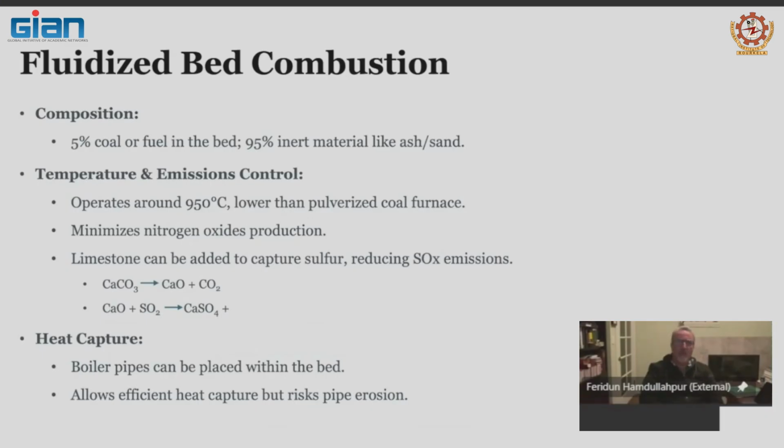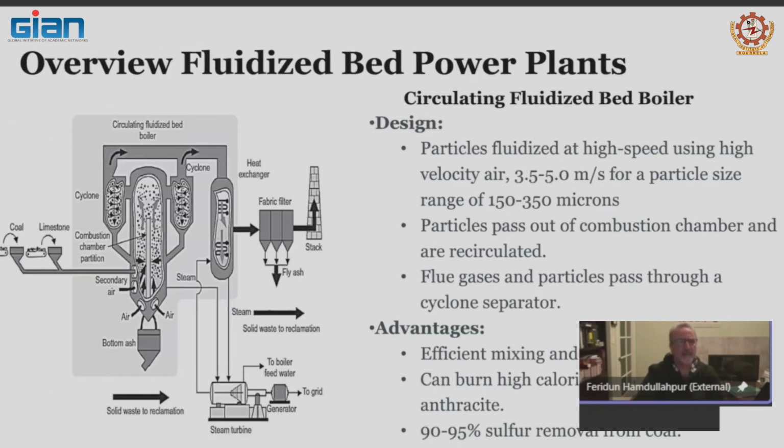And let's talk about sulfur emissions. Let me see if I'll go here. You see in this diagram, you have coal here being fed, and then you have limestone here mixed at a certain ratio into the combustion chamber here.